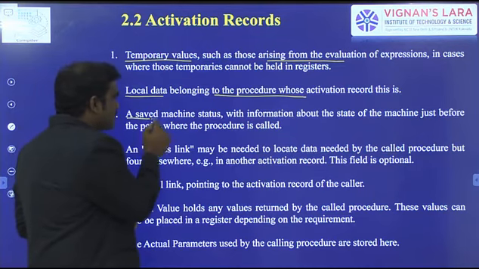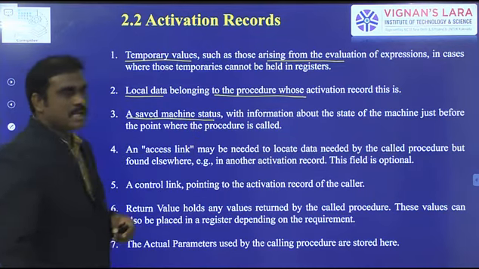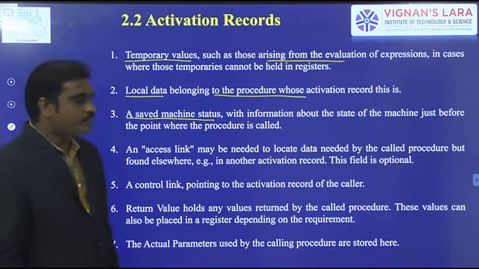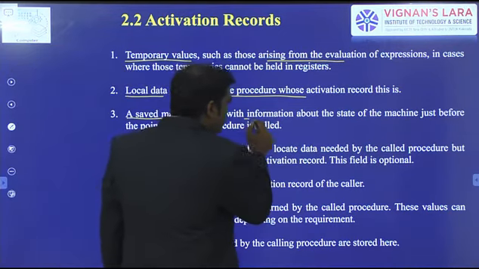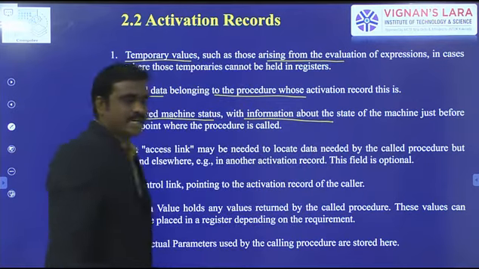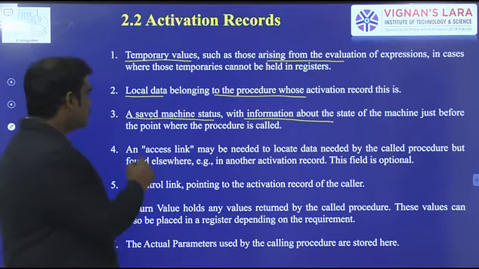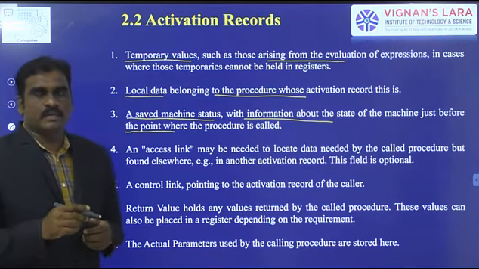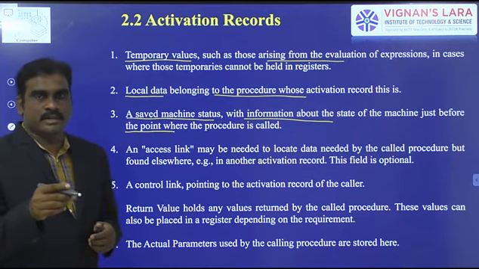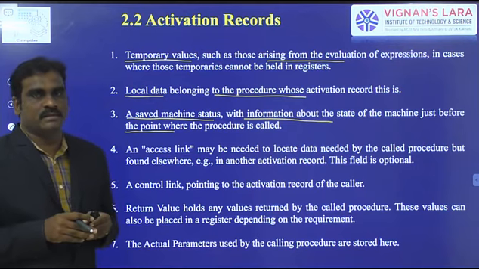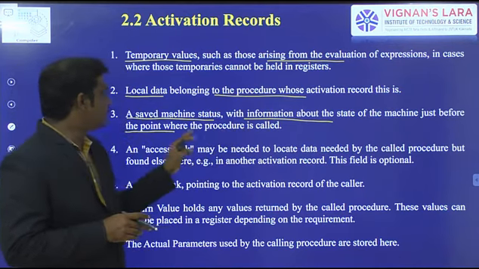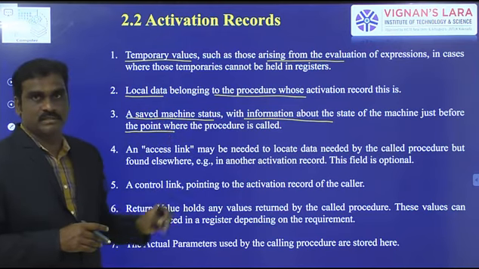And the next one is the saved machine status. This field stores information about the state of the machine just before the point when the procedure is called. Once the procedure is called, whatever the machine status is up to that point will be stored in this field, saved machine status.